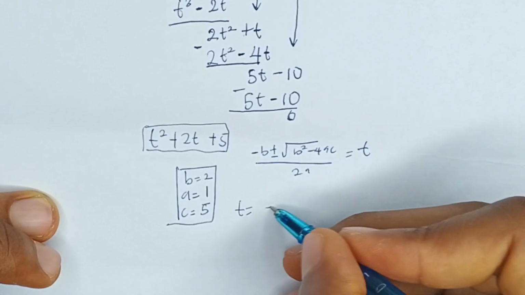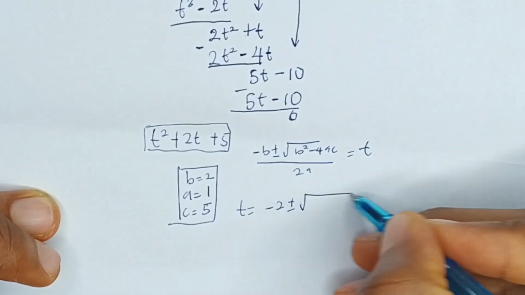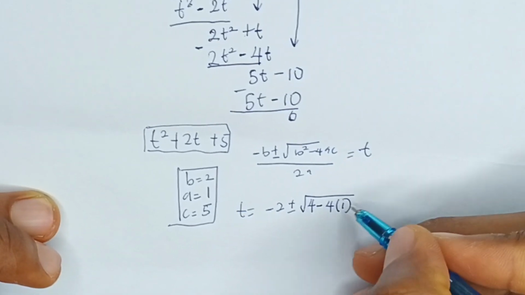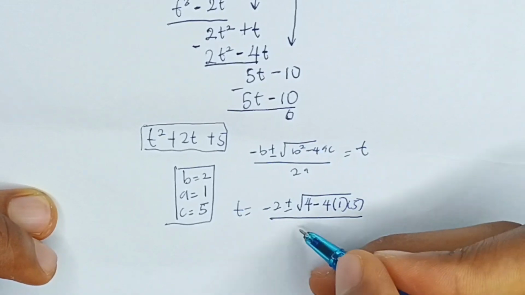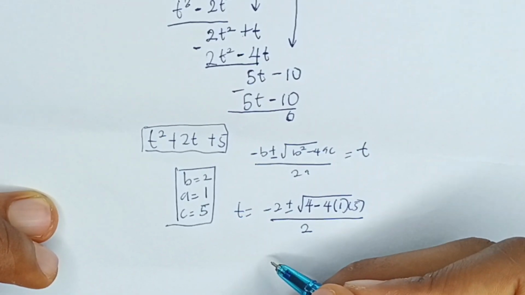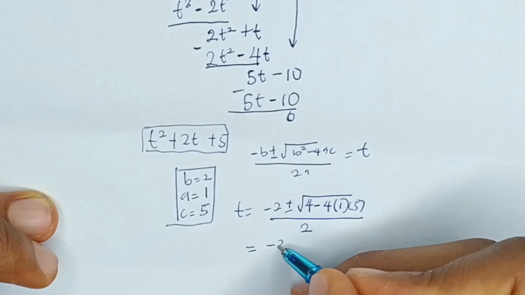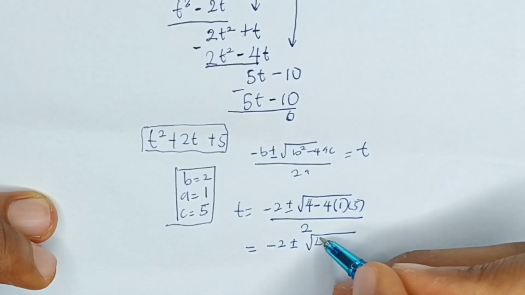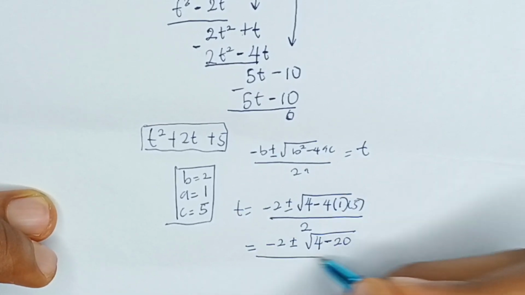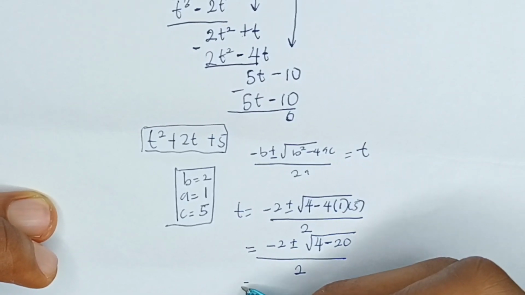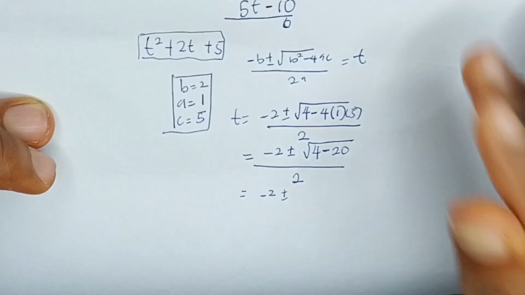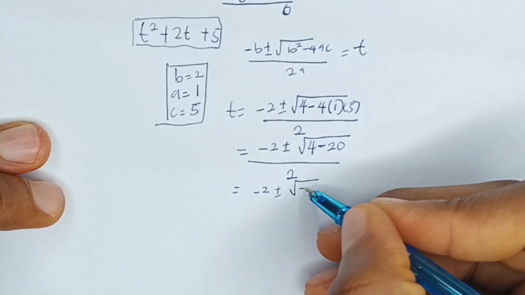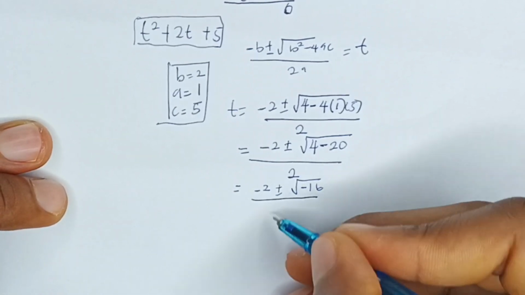Hence, t becomes equal to minus 2 plus or minus square root of 2 squared is 4, minus 4 times a is 1 and c is 5, all over 2 times 1 is 2, which is 2a. This is equal to minus 2 plus or minus square root of 4 minus 20 all over 2. This is equal to minus 2 plus or minus square root, 4 minus 20 is negative 16. So we have square root of negative 16 all over 2.